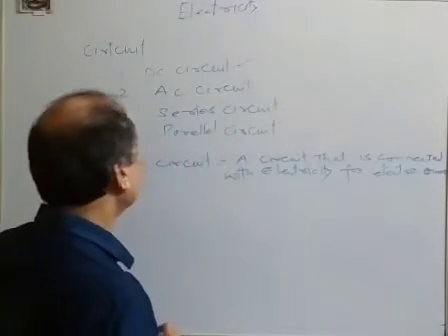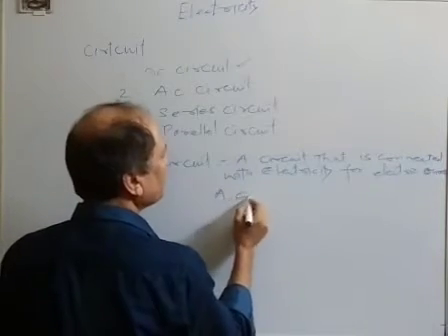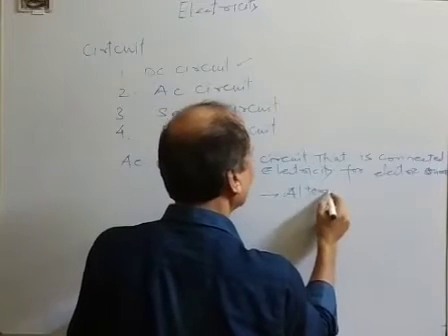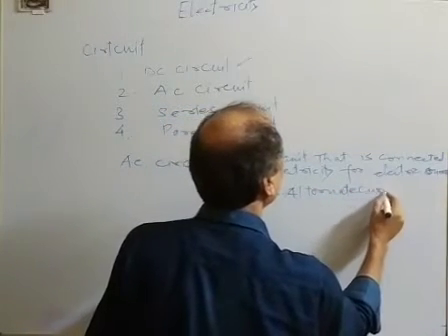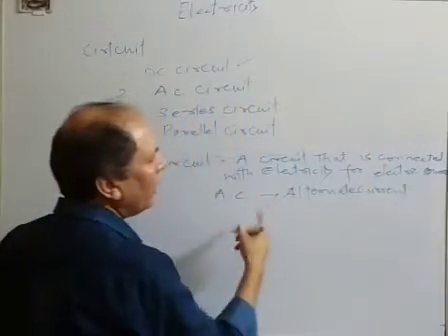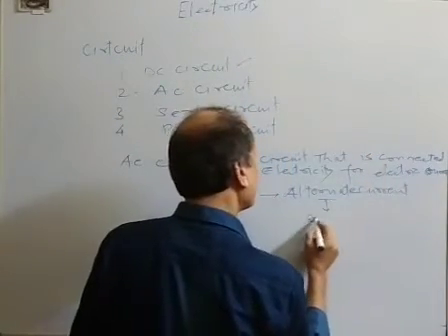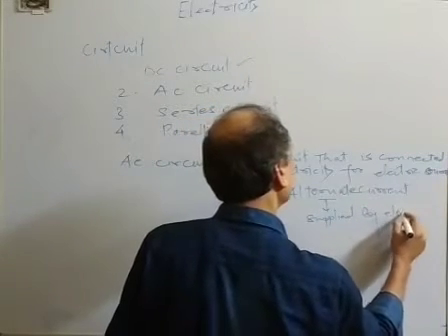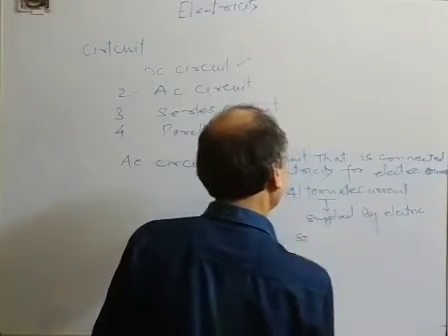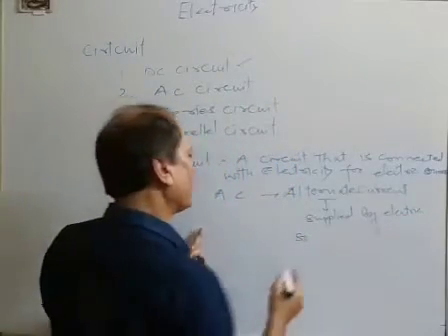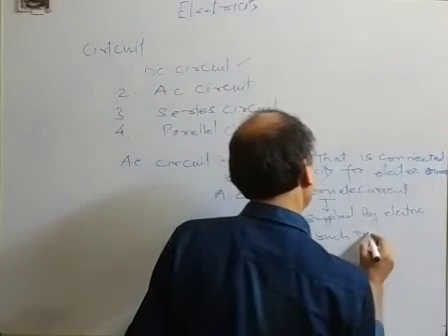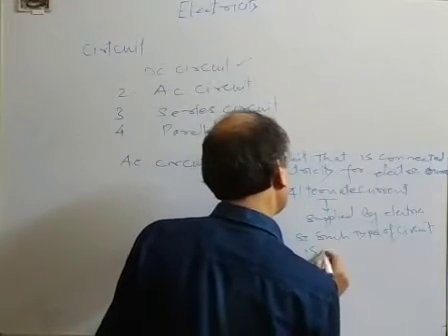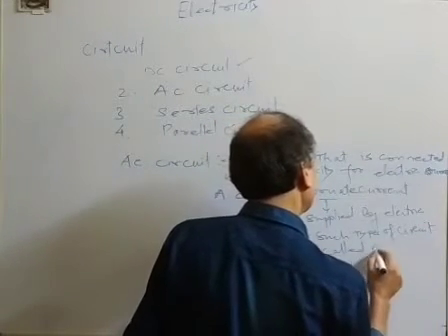In this situation, AC, its full form is alternate current. Alternate current is supplied by electric supply. So such type of circuit is called AC circuit.